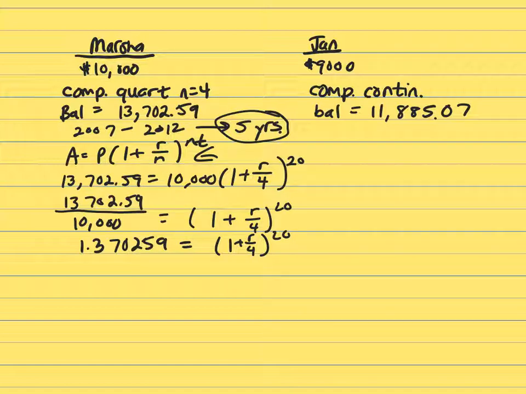And so now you need to raise both sides to the 1/20th, or take the 20th root of both sides. It's the same thing. So that's 1.370259 to the 1 over 20.